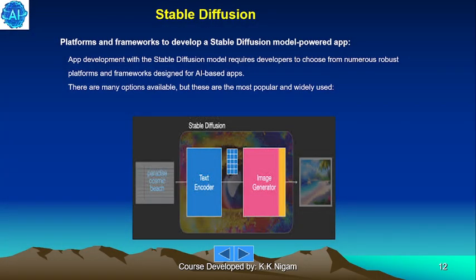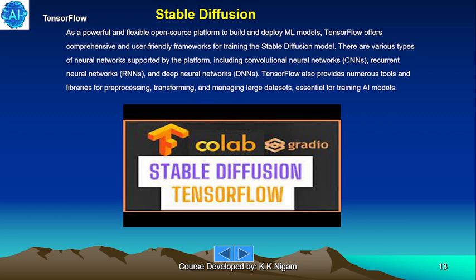Platforms and frameworks to develop a stable diffusion model powered app. App development with a stable diffusion model requires developers to choose from numerous robust platforms and frameworks designed for AI-based apps. There are many options available, but these are the most popular and widely used. TensorFlow, a powerful and flexible open source platform to build and deploy ML models, offers a comprehensive and user-friendly framework for training the stable diffusion model.